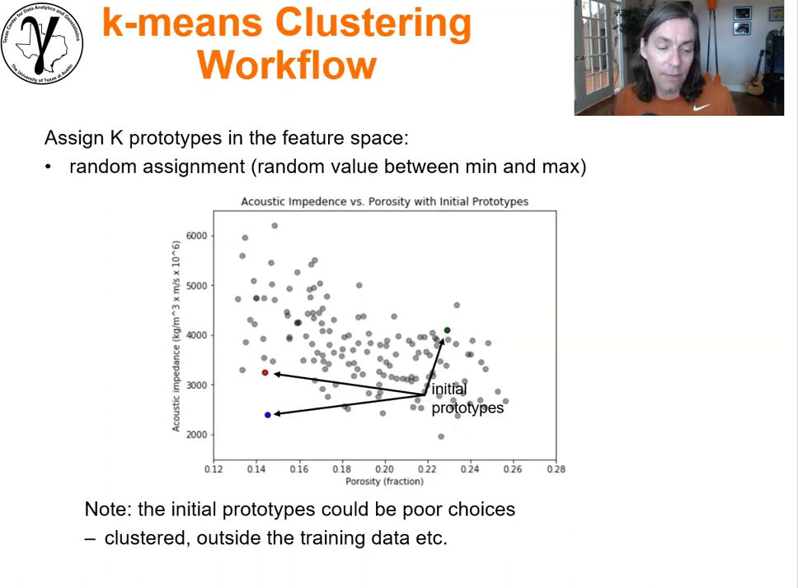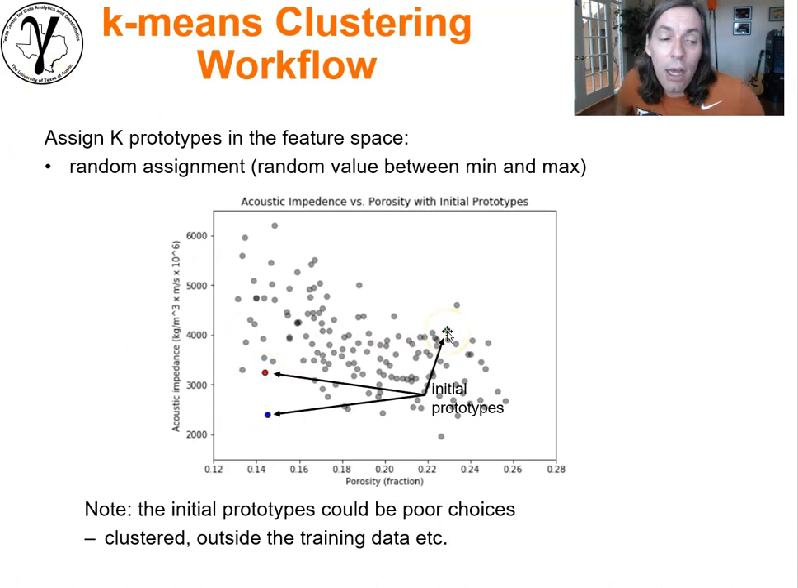The first step of clustering with K-means is to assign K prototypes. Now, we have to make a choice. How many prototypes, how many clusters do we want to try to form? That's a requirement with this method. Now, the methodology is going to have multiple random starts, and for each random start, it's going to go ahead and assign random prototypes.